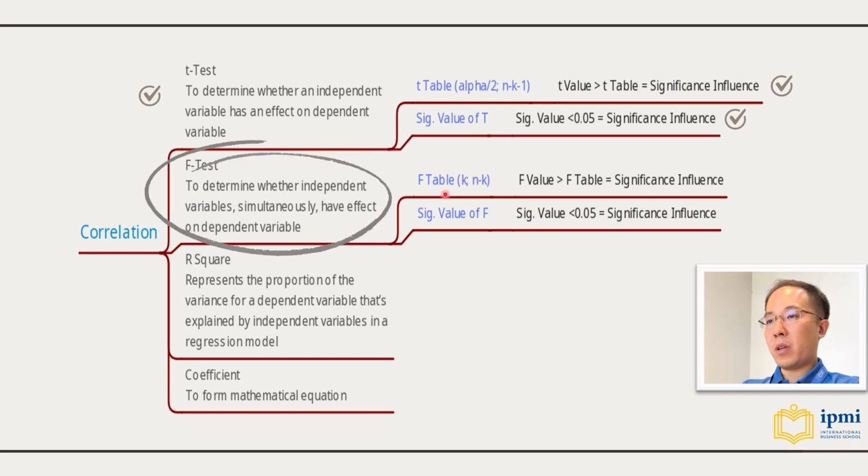There are also two ways to do the F-test. The first one will be the F table, and the second one is the significance value of F. This is also an OR case, so if you pass the F table requirement, you don't have to do the significance value of F. But in this case, I try to put both tests into this video.